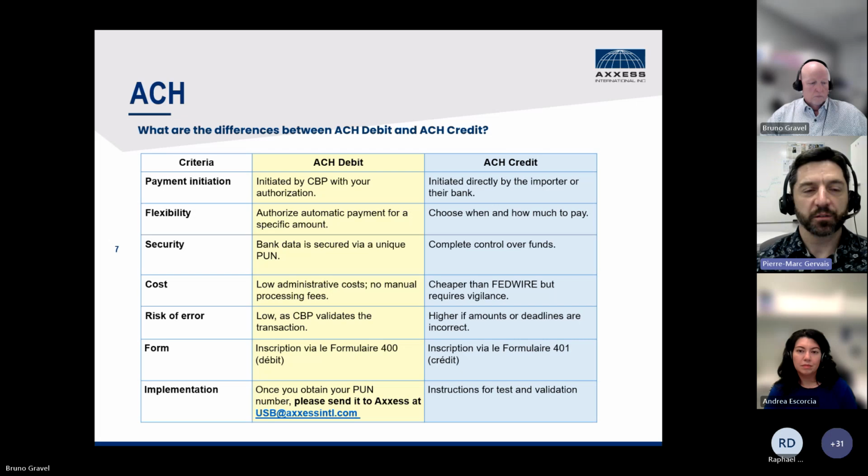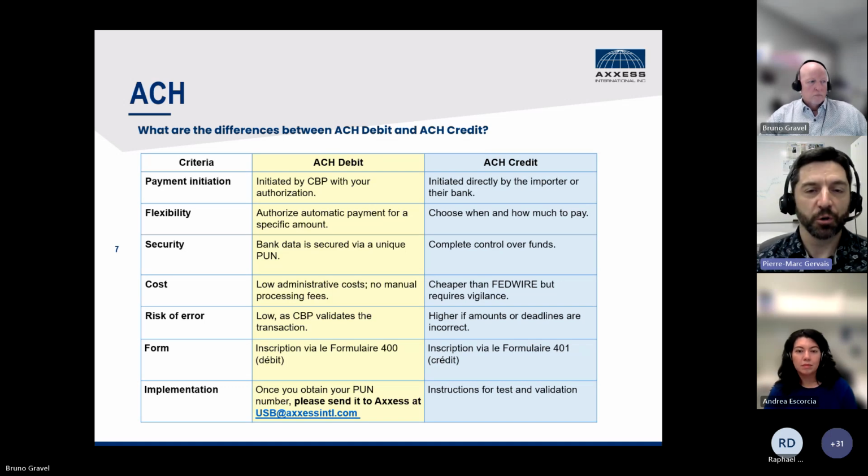With ACH debit, you will automatically authorize a payment for a specific amount. If you go with the credit option, you need, as the importer, to choose when and how much you pay, and this can have some consequences. Both systems are really secure. If you use ACH debit, your bank data is secure via your unique PUN number. If you go with ACH credit, then you have complete control over the funds.